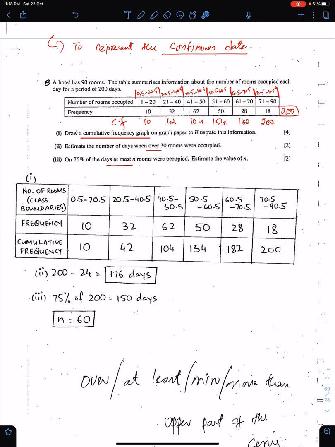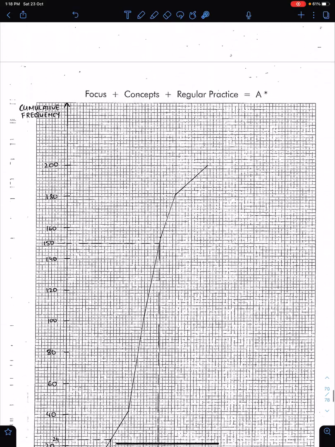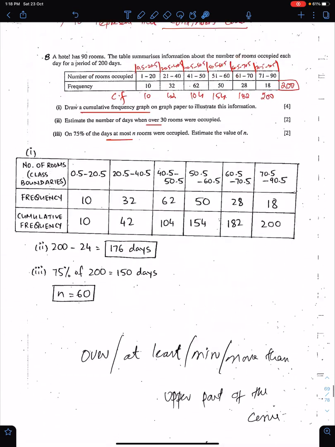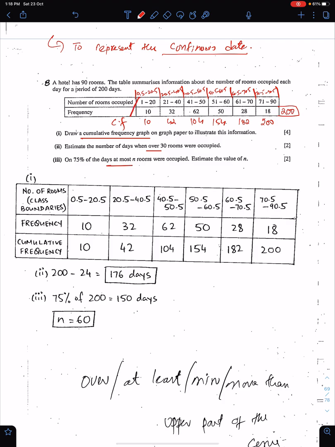And cumulative frequency, this table is optional. You can do these things here as well. Cumulative frequency, copy the first frequency here, then 10 plus 32 makes 42, 42 plus 62 makes 104, and so on. And for this, cumulative frequency is always 0. Let me write this here. For this, cumulative is always 0. For 0.5, 0. For 20.5, 10.